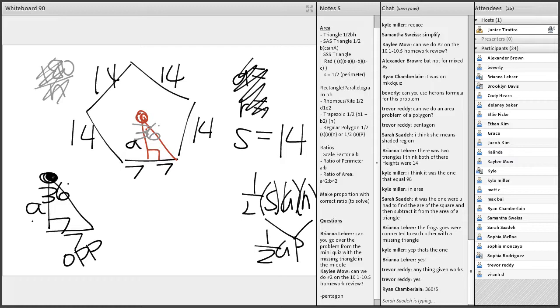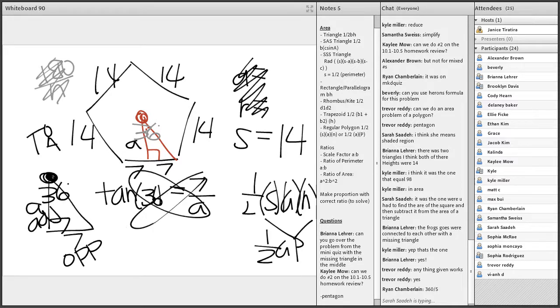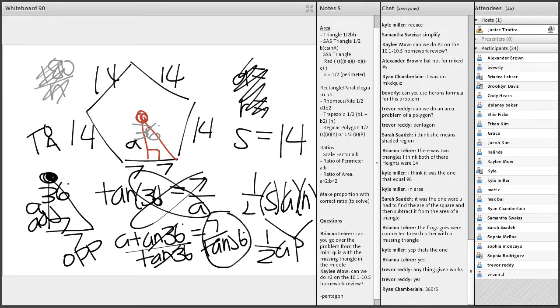Next to 36 is adjacent. That means this is TOA, tangent. Tangent 36 degrees equals opposite, 7, over A. Cross multiply, you'll get A tangent 36 equals 7. Divide both sides by tangent 36 and you'll get the apothem. So now that's your apothem.